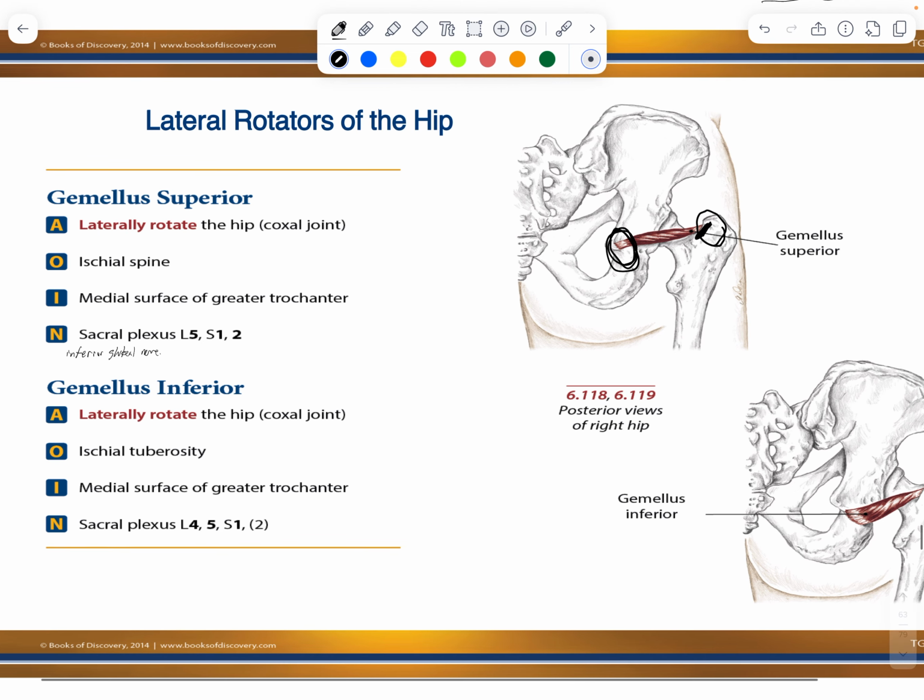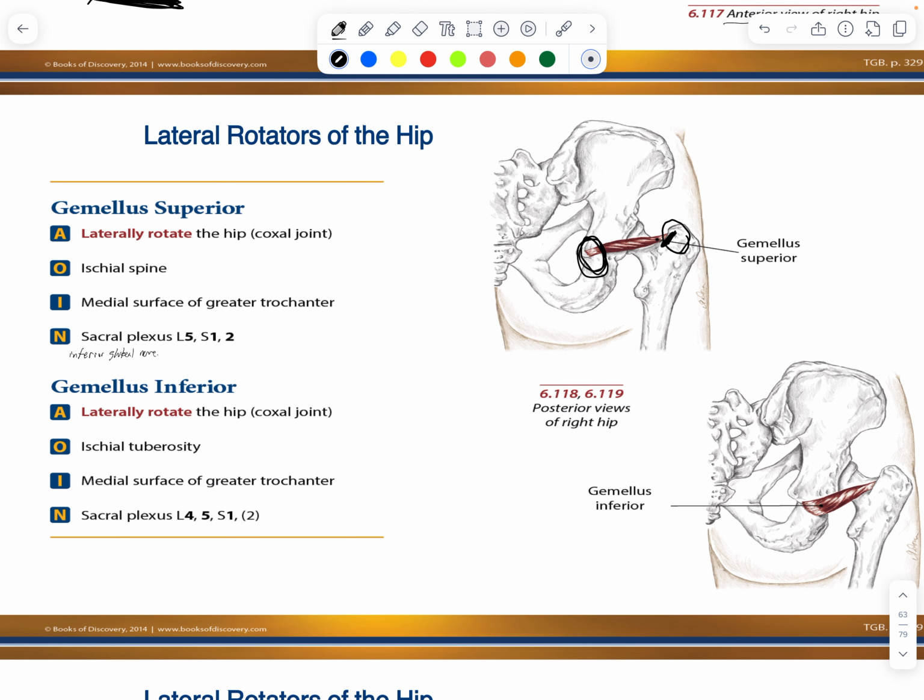Let's look at the gemellus inferior. So this originates on the ischial tuberosity. So there's the spine. Here's the tuberosity right here. And then it inserts on the medial surface of the greater trochanter. So they have the same insertion point, okay? Same insertion, different origin. So gemellus superior is on the spine, and the inferior is on the tuberosity. And the inferior is also innervated by the sacral plexus.